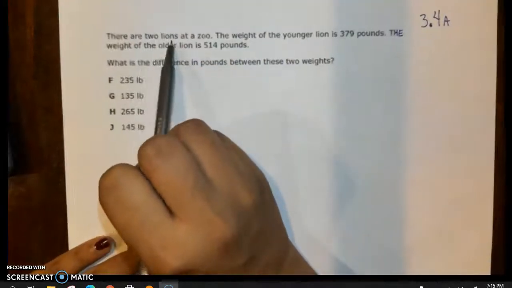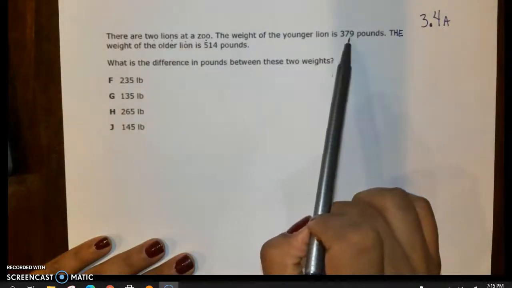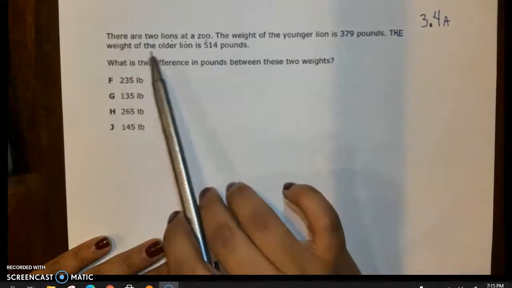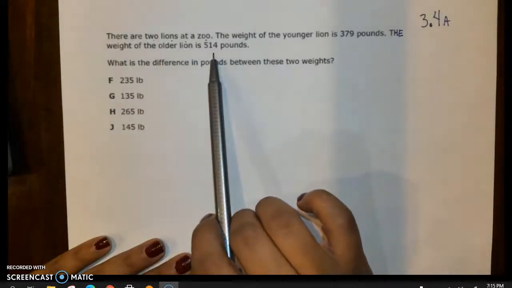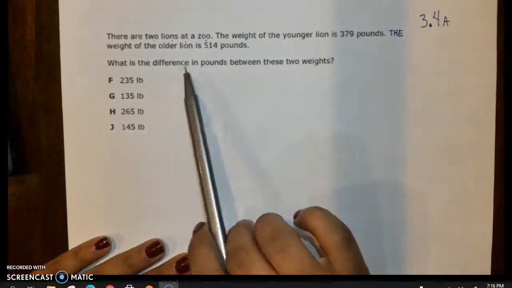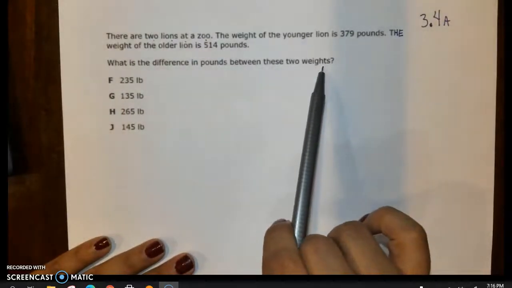There are 2 lions at a zoo. The weight of the younger lion is 379 pounds. The weight of the older lion is 514 pounds. What is the difference in pounds between these 2 weights?